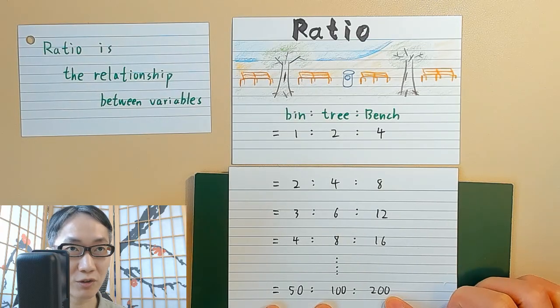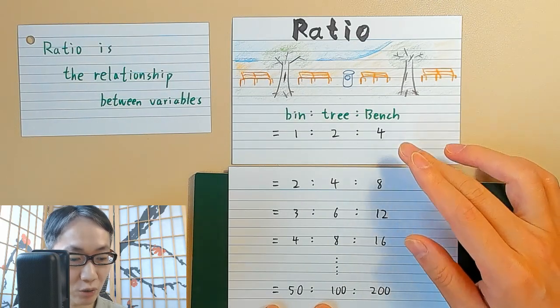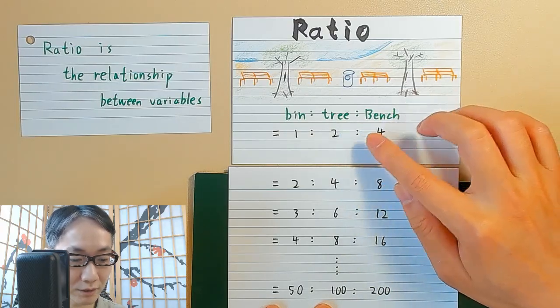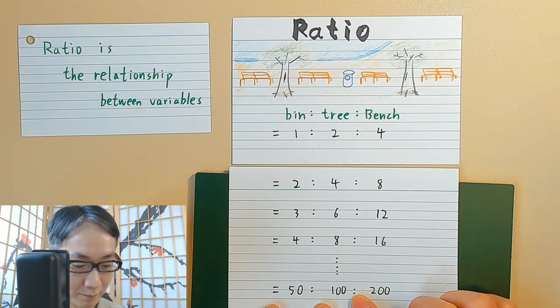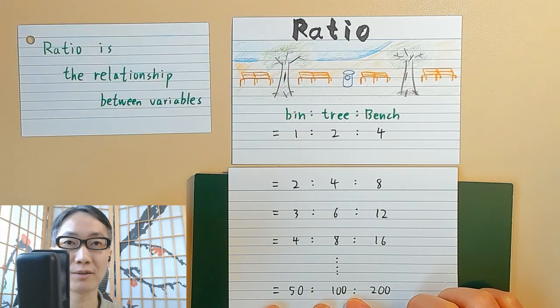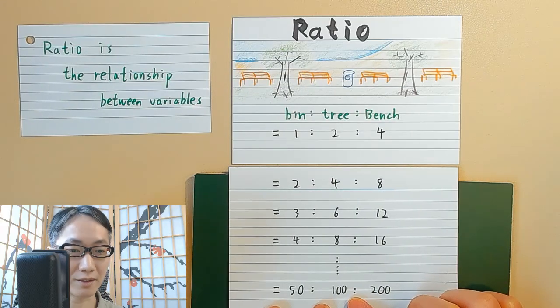Or you can say, oh, the number of benches is always 2 times that of trees. So then we'll have 200 benches from 100 trees.